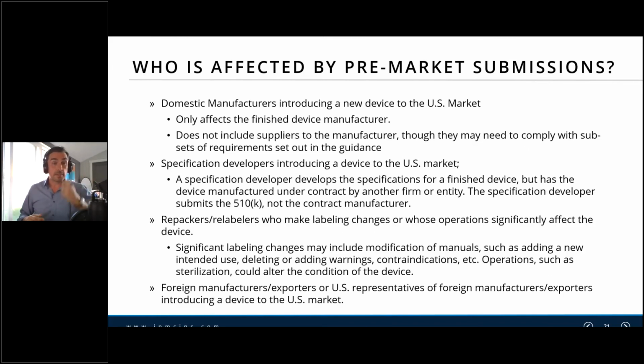Who's affected by pre-market submissions? Basically everybody, right? Domestic manufacturers, spec developers, repackagers and relabelers, foreign manufacturers or exporters. Everybody is going to be affected by changes to pre-market submissions for 510K products. What you'll find, I think, is that your position as a regulatory affairs specialist at the strategic portfolio planning table is going to increase. They are going to want to know from you where you think these submissions are going.